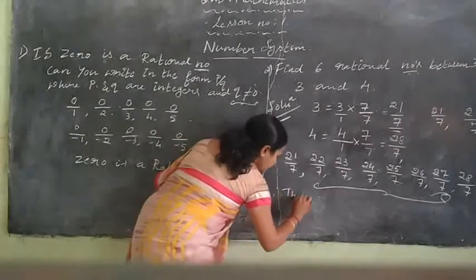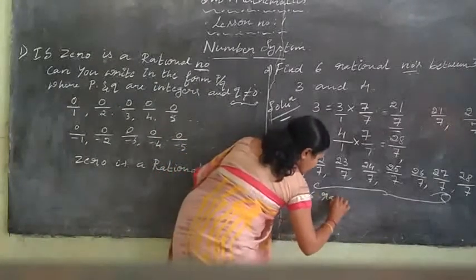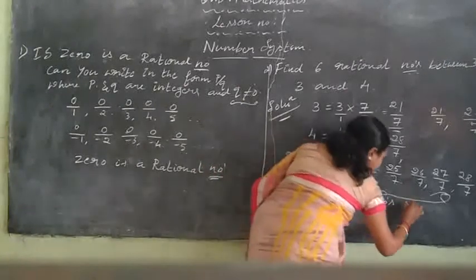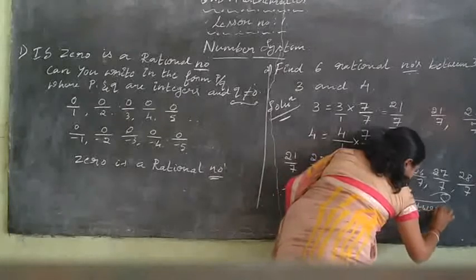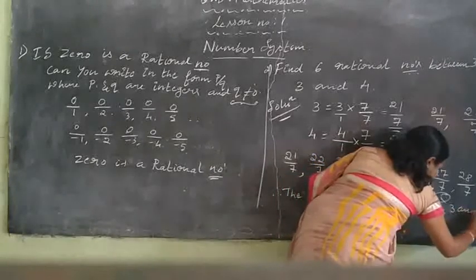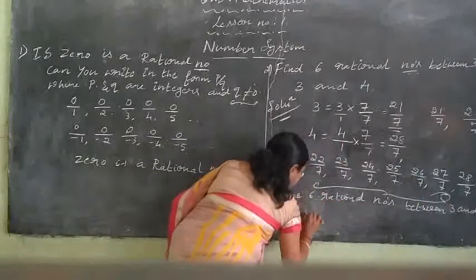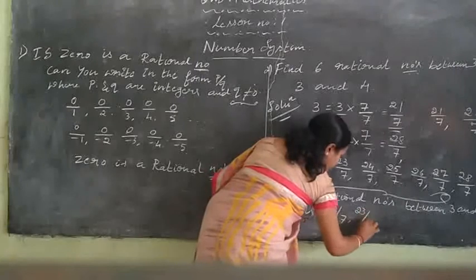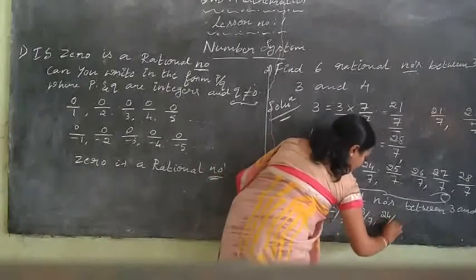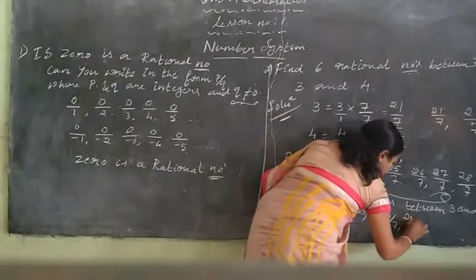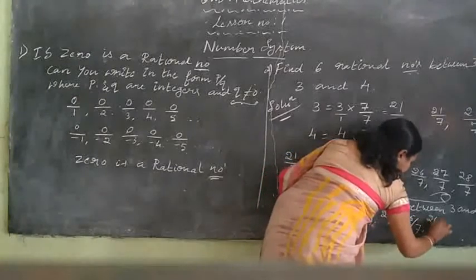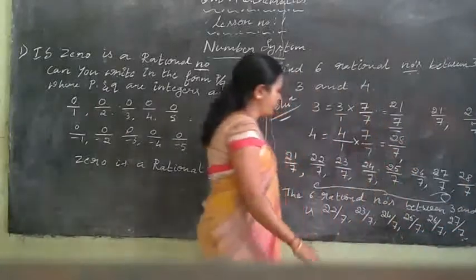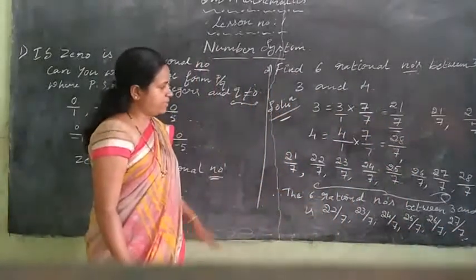Therefore, the 6 rational numbers between 3 and 4 are 22 by 7, 23 by 7, 24 by 7, 25 by 7, 26 by 7 and 27 by 7. So these are the 6 rational numbers between 3 and 4.